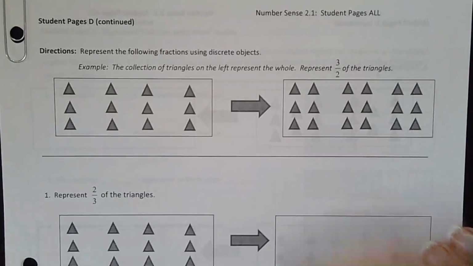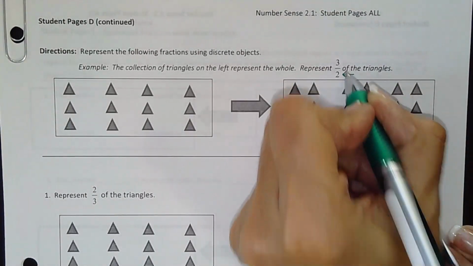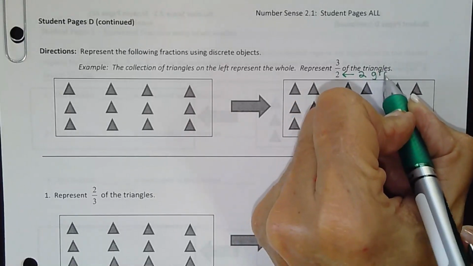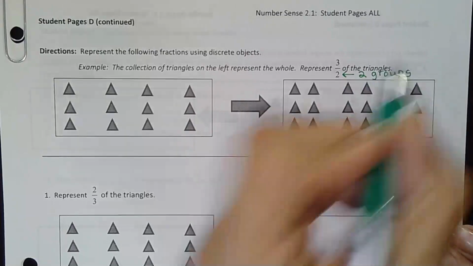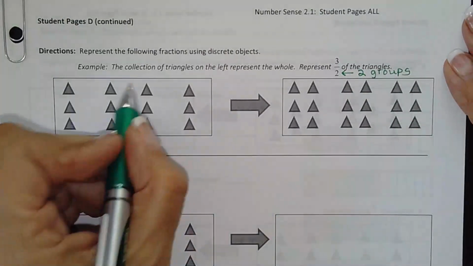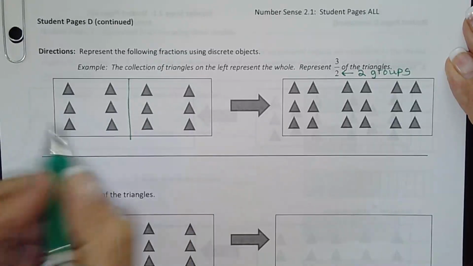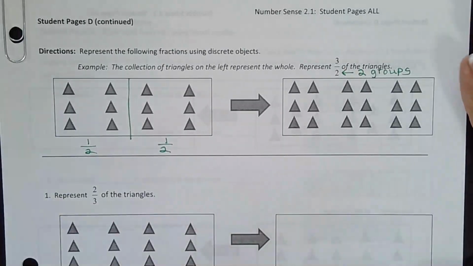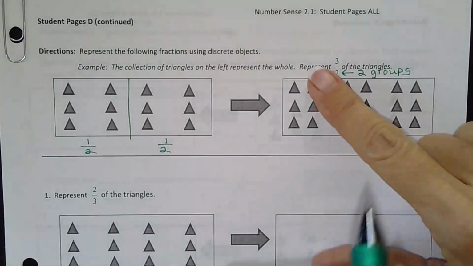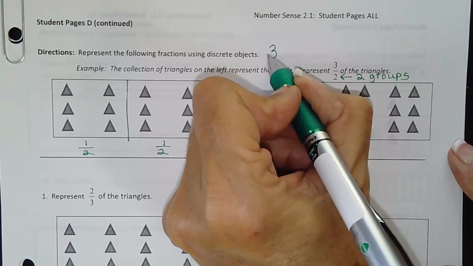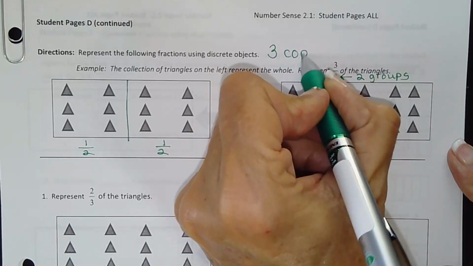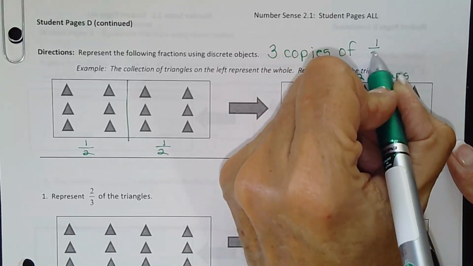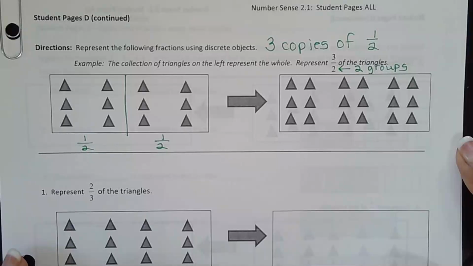So this says divide the picture into 2 groups or 2 intervals. In this one, it's more appropriate to say groups. So here's a group. This is half of the picture, and this is half of the picture. And this says I want 3 copies of 1/2. And like I said, you look at it this way and it's so easy.